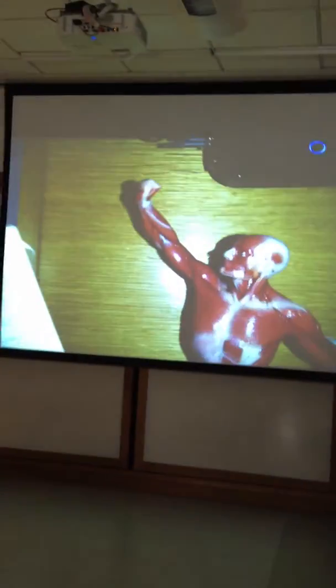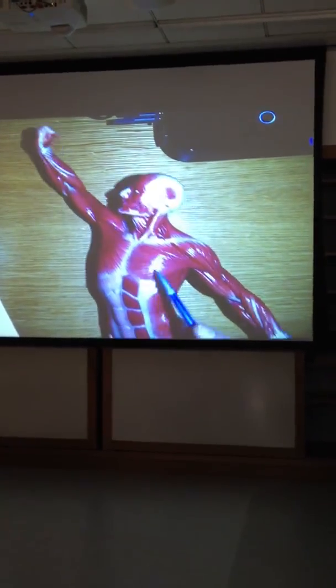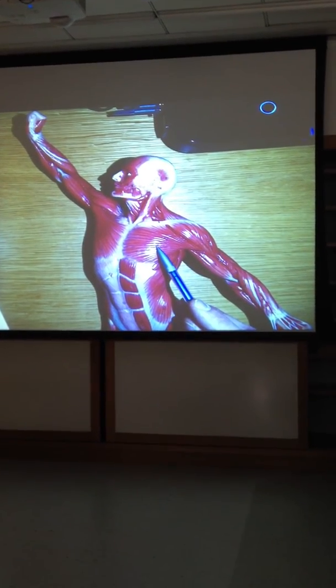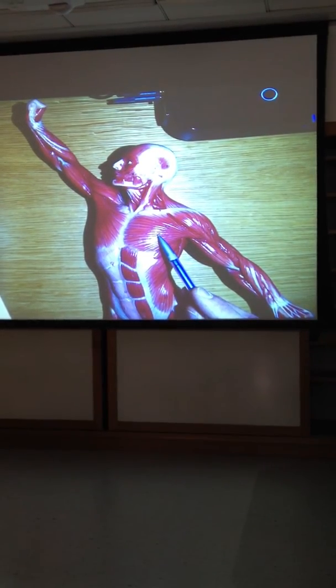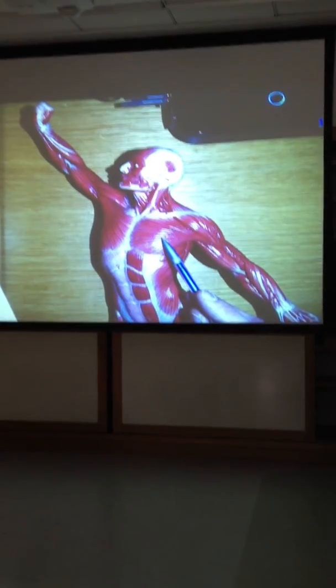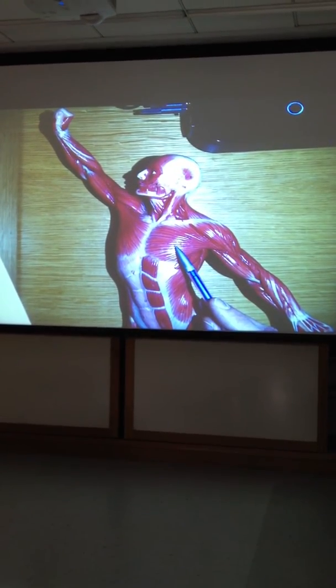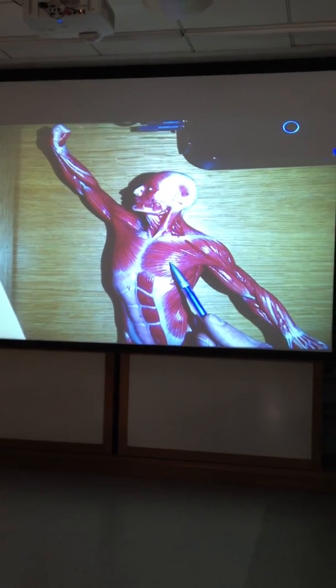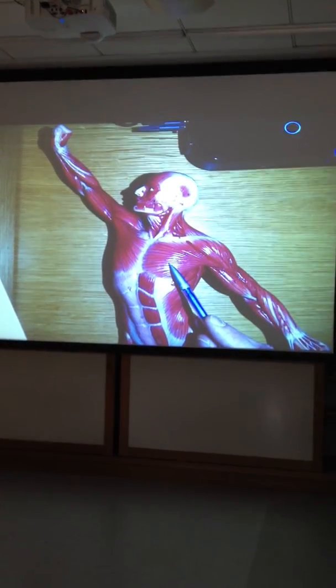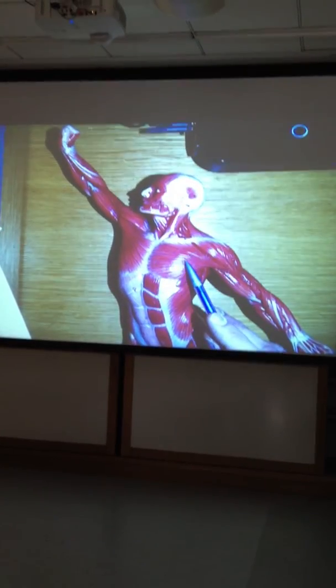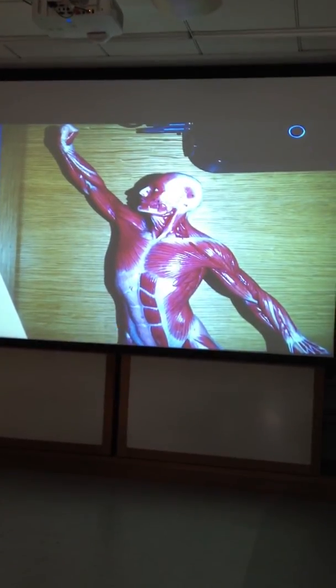Study this table really well, because there's a couple ways I could ask you questions on it. I could point to a muscle and ask, what's that muscle? Yeah, that's pectoralis major. Or I could point to it and say, what's the origin of this muscle? Or what's the insertion of this muscle? Or what's the action of this muscle? There's a number of ways that I could use this table to ask you questions.